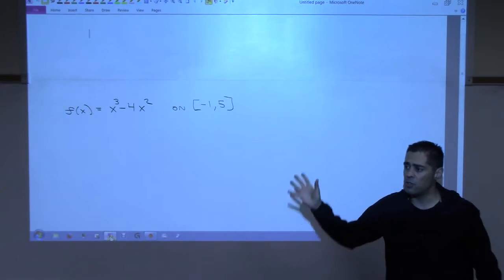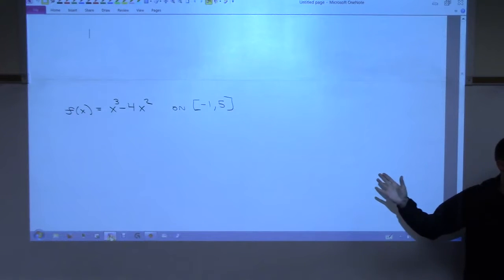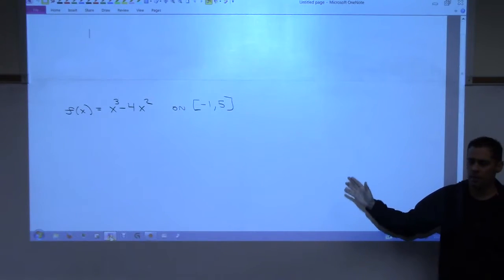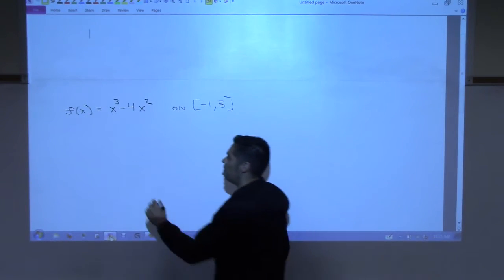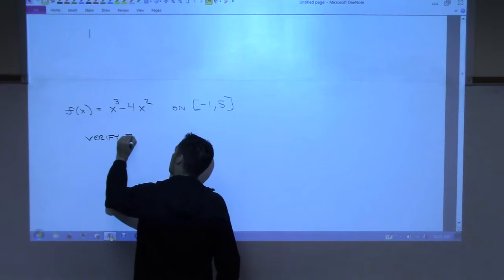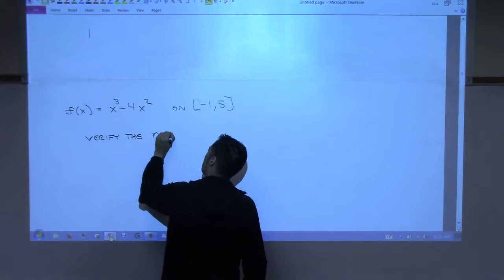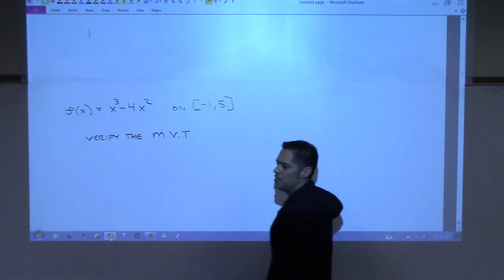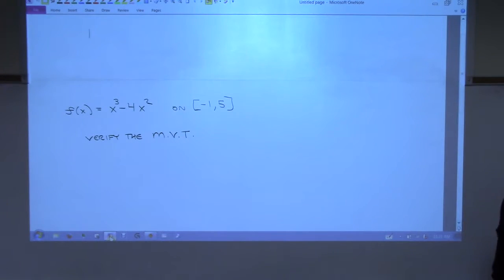Nice polynomial function, closed interval. This is a continuous function, isn't it? What I'd like for us to do is verify the mean value theorem, which I will abbreviate MVT. Verify the mean value theorem.